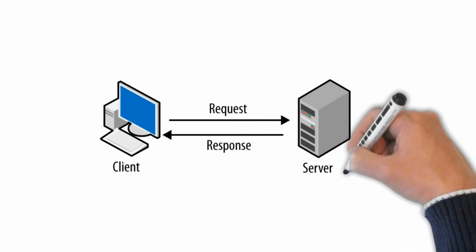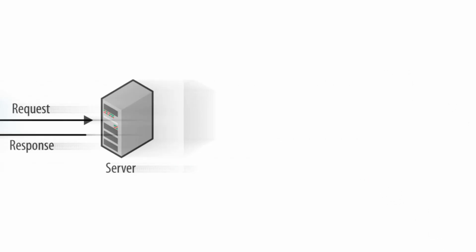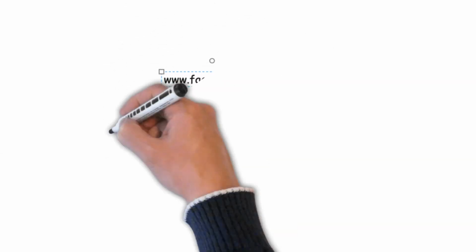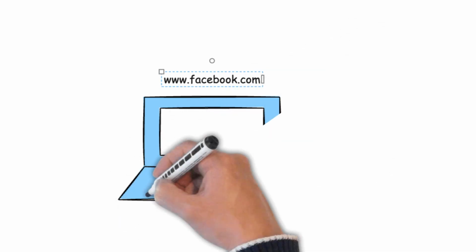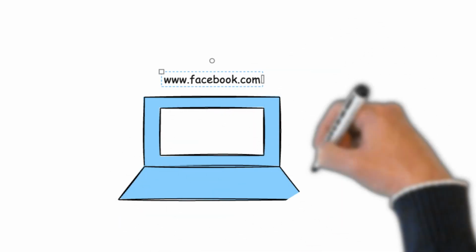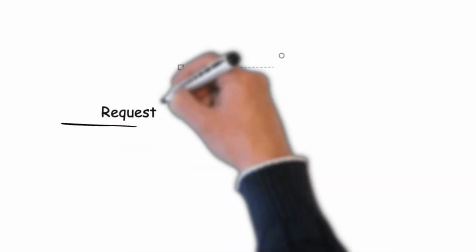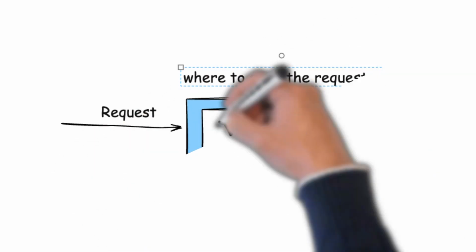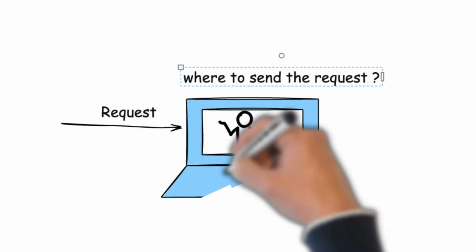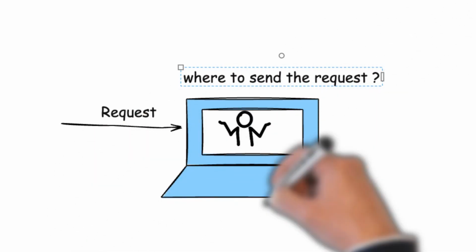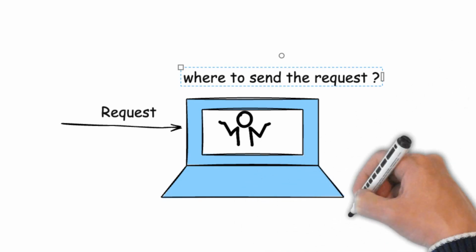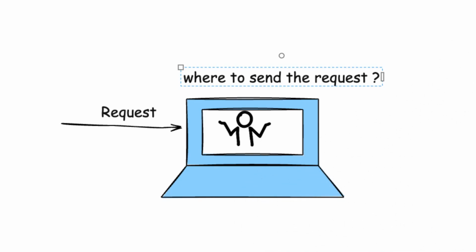As we understood the client server model now, let us discuss what happens when you hit a URL in the browser, like www.facebook.com. Initially, when you type a URL, the browser does not know where to communicate or where to send your request. So let us talk about how the browser gets the information about where it needs to send the request.